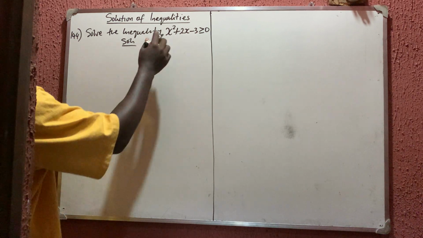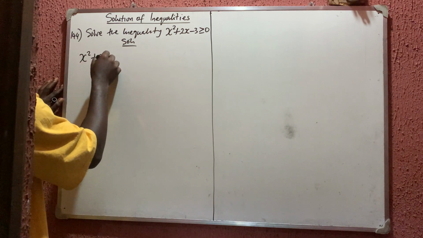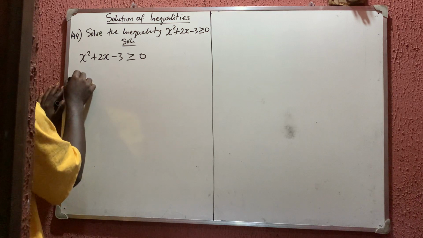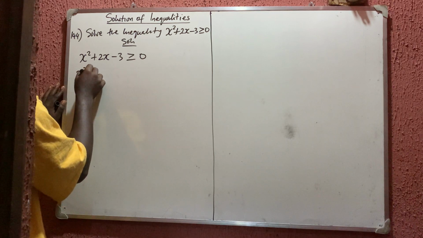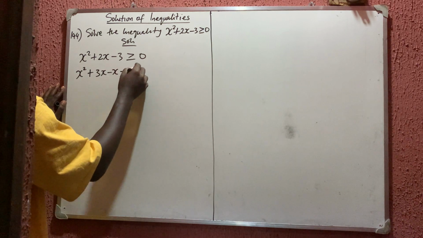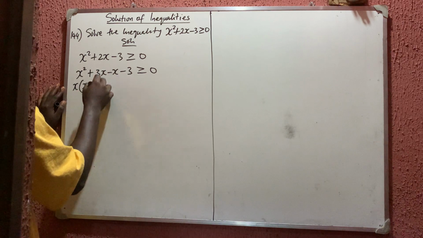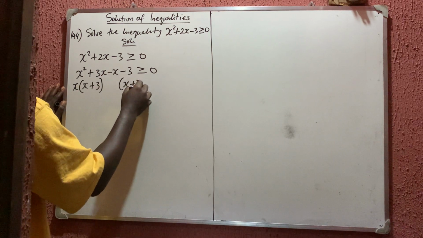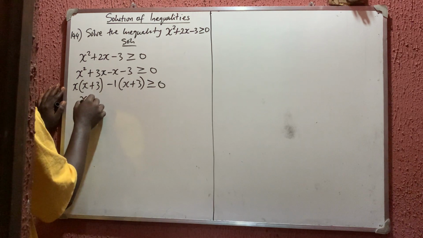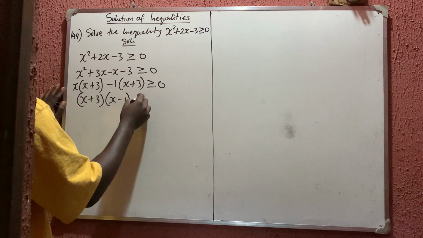Now, to solve this question, we have that x squared plus 2x minus 3 is greater than or equal to 0. If you factorize this, I'm going to have x squared plus 3x minus x minus 3 is greater than or equal to 0. So I have x into x plus 3, then minus 1 into x plus 3, is greater than or equal to 0. So having that, x plus 3 and x minus 1 is greater than or equal to 0.